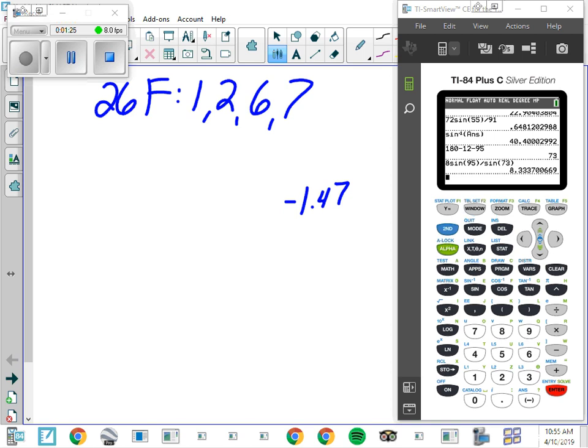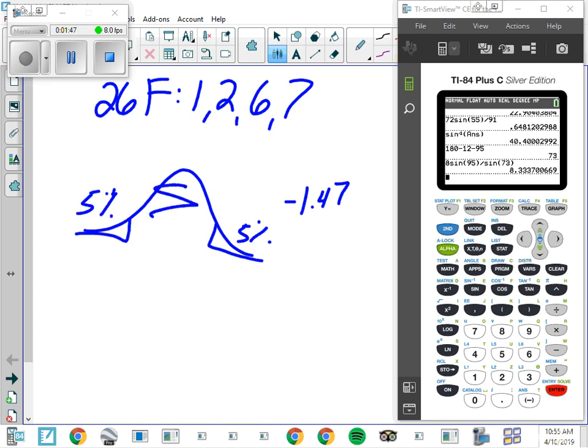So how much is to the left of negative 2.02? 5%. How much is between negative 2.02 and 2.02? 90%. How did you get that? So we found out that there's 5% over here and also 5% over there, so the middle must be 90%. And to the left of 2.02, 95%. Okay.